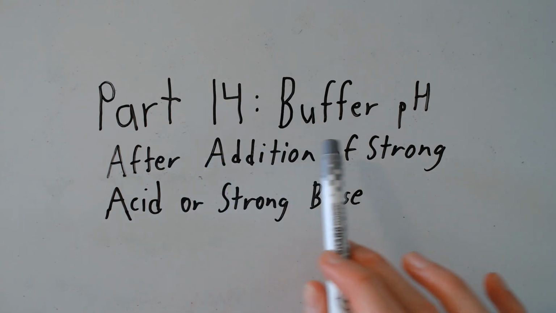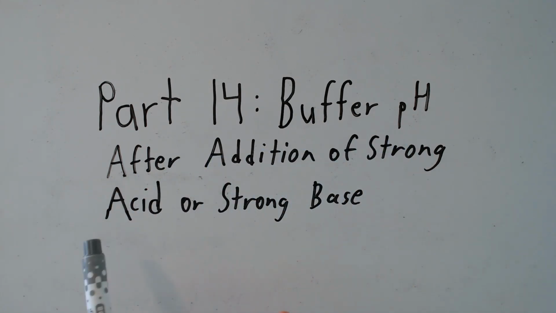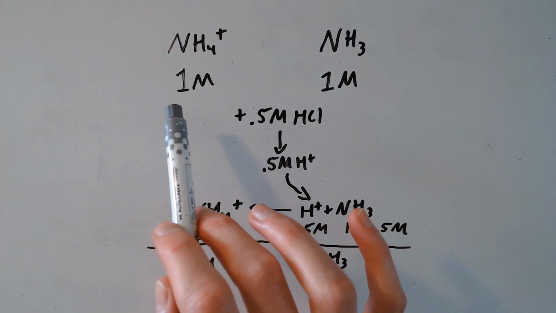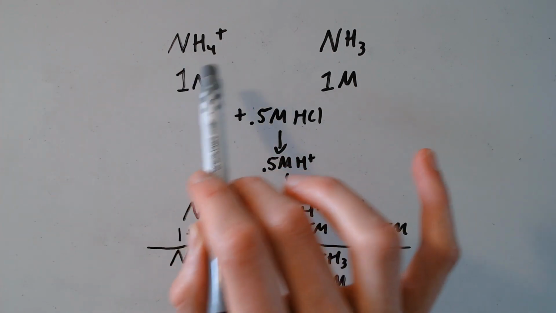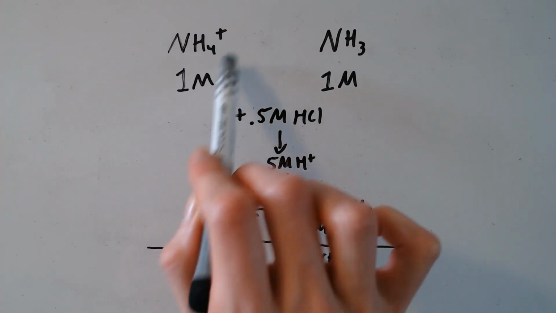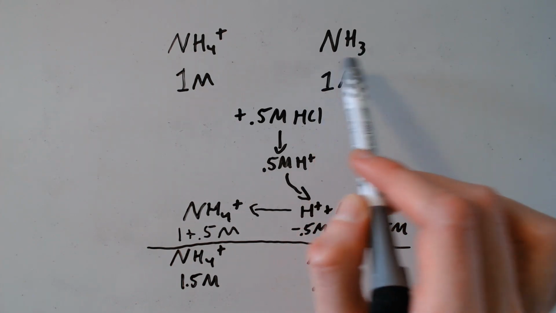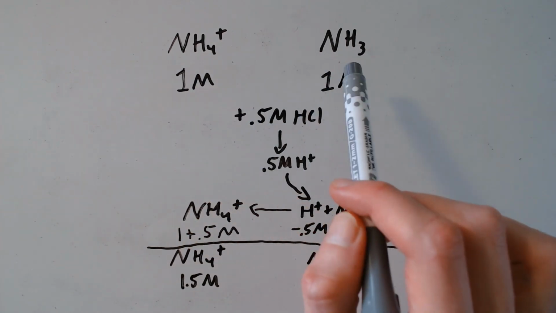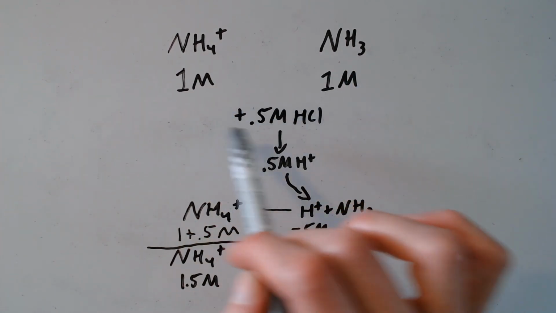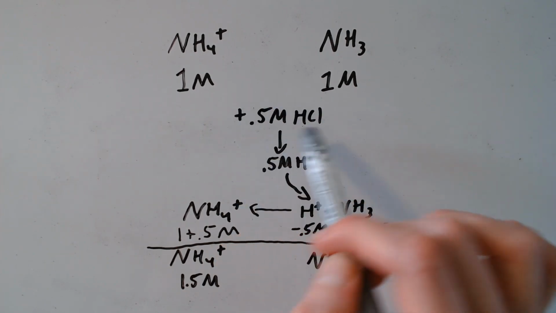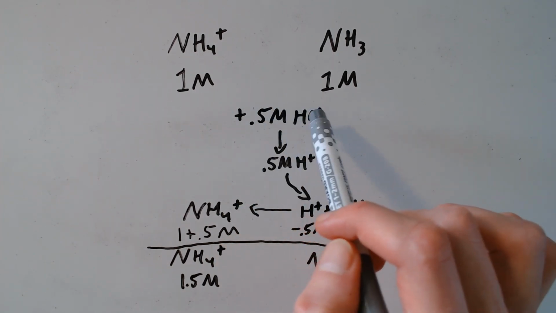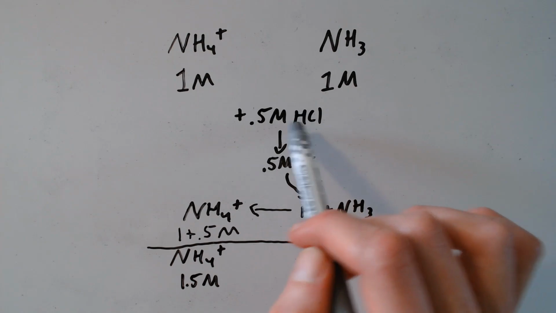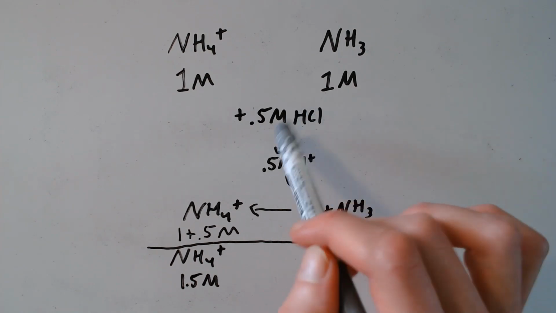Part 14. Buffer pH after addition of strong acid or strong base. So let's say that we have a buffer, and I'm going to use the same buffer as I used before. We have an equal concentration of NH4 plus, the weak conjugate acid, and an equal concentration of NH3, the weak conjugate base. Let's say they're in a 1:1 molar ratio. And then we add this super strong acid, because we know it's one of our strong acids from our list, HCl. And what happens when we add this HCl, 0.5 molar of it to be precise, is that it completely dissociates, completely. There's none of this original bound HCl remaining.